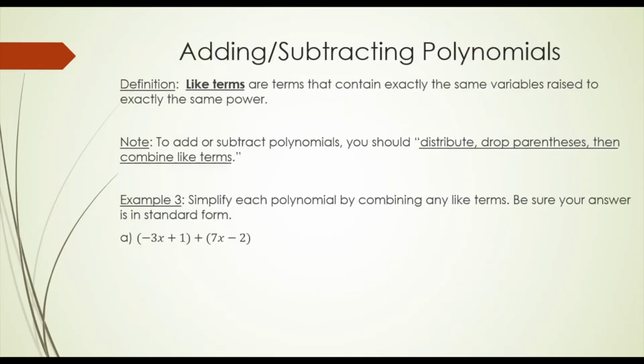To add and subtract polynomials, we'll literally just combine like terms. Remember, like terms would be the same variable raised to the same power. Our goal in this subsection is to distribute, drop parentheses, combine like terms. So in part A, there's nothing to distribute to either set of parentheses. So I rewrite it without parentheses, and then we combine like terms. I have a minus 3x plus 7x, which is 4x. 1 minus 2 is negative 1. 4x minus 1 is the answer.